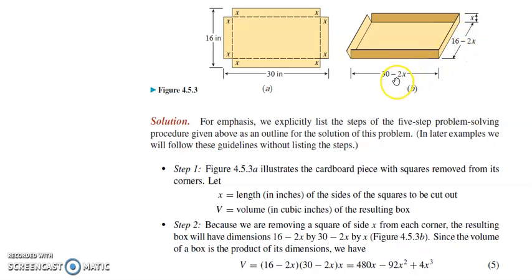So obviously here also x has to be less than or equal to 8. So if 16 minus 2x has to be greater than or equal to 0, this must be positive, and this must be less than or equal to 8 and greater than or equal to 0. So therefore x will take the value between 0 and 8 here.